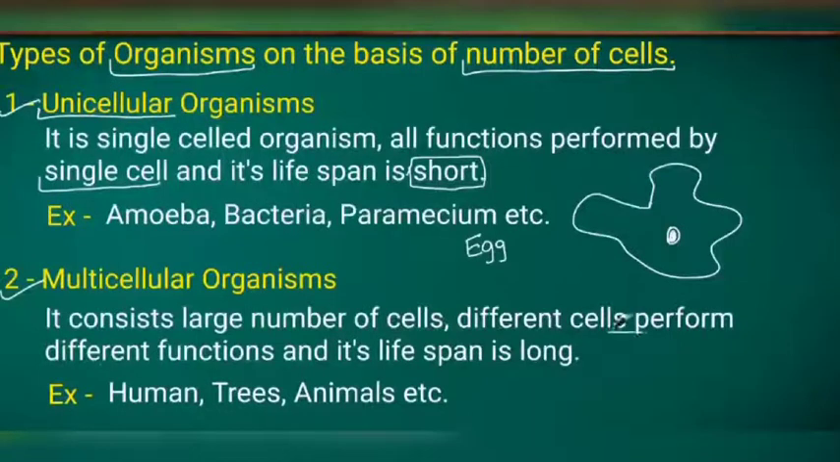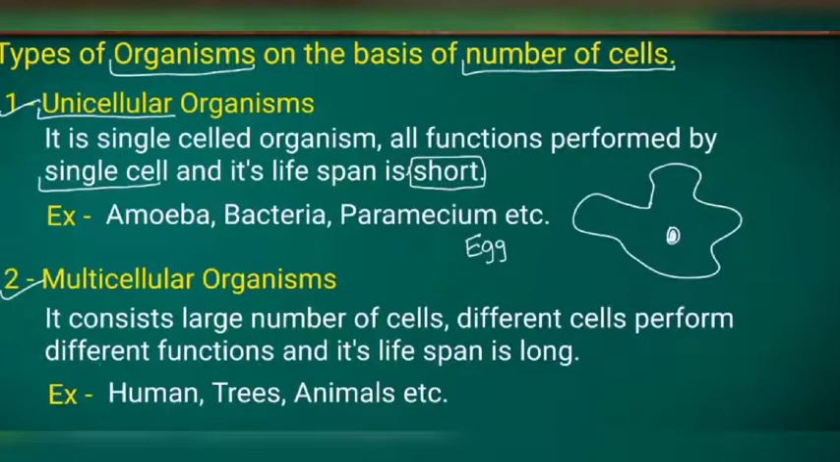Now let's see the multicellular organism. Multi means it consists of a large number of cells. Then we consider it as a multicellular organism. It consists of a large number of cells. Different cells perform different functions, and its lifespan is very long.